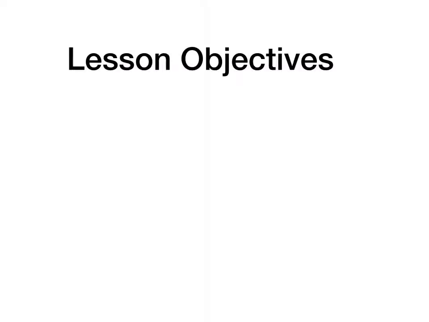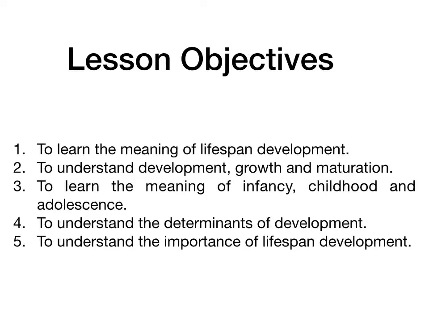So, in this lesson, the objectives are 1. To learn the meaning of lifespan development. 2. To understand development, growth and maturation. 3. To learn the meaning of infancy, childhood and adolescence. Now, going to the first objective, the meaning of lifespan development, we will be understanding through this lesson what we mean by lifespan and development.